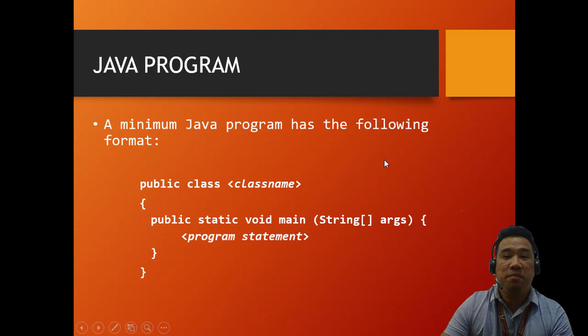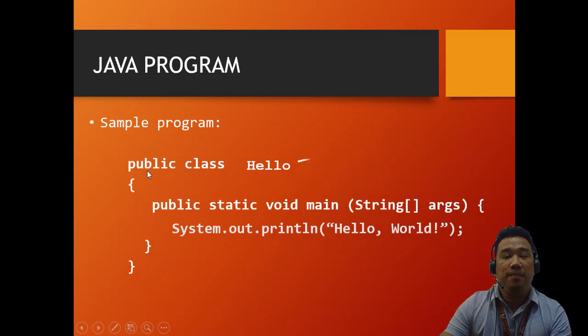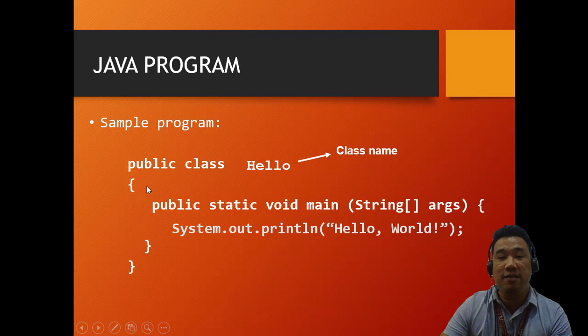the minimum Java program has the following format. Now we have the public class, then your class name, the open curly brace, public static void main, string args, and the program statement, then the closing braces. Now, for example, we have public class Hello. This will be your class name. Then the opening curly brace, then public static void main string args, then the statement.